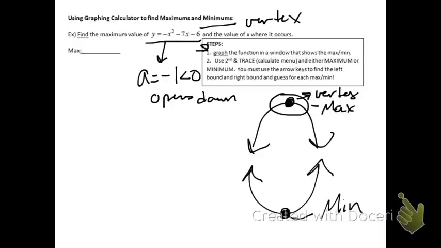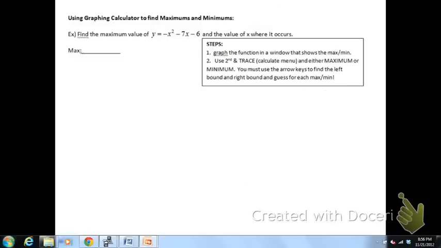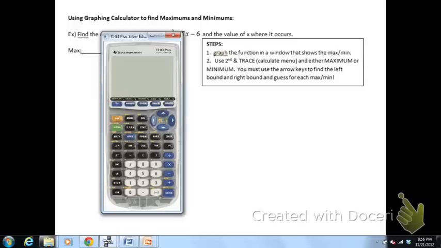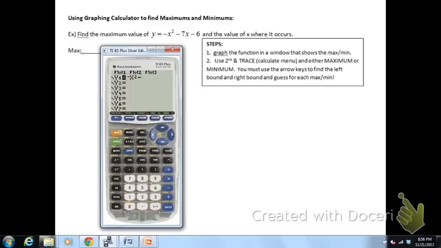We're going to enter in our calculator for y1, not x squared, but negative x squared minus 7x minus 6. So negative x squared minus 7x and then minus 6. Let's see if we can get lucky. Let's go zoom, standard window.